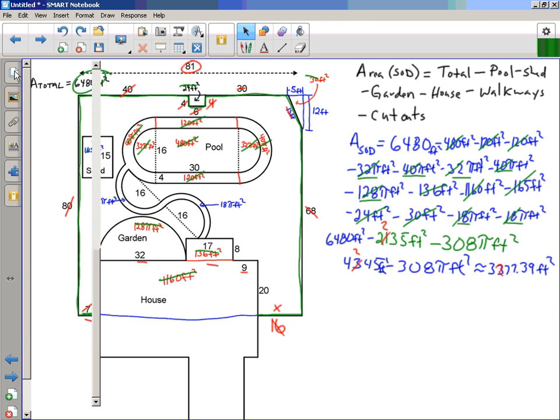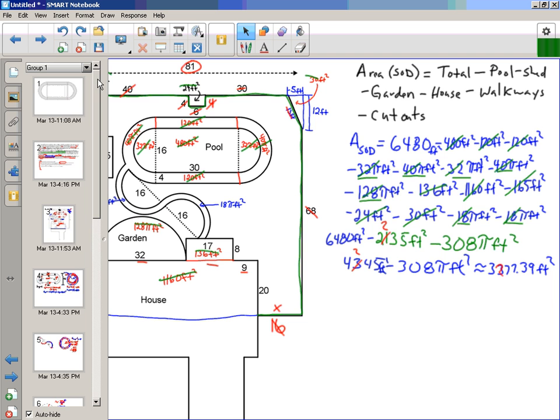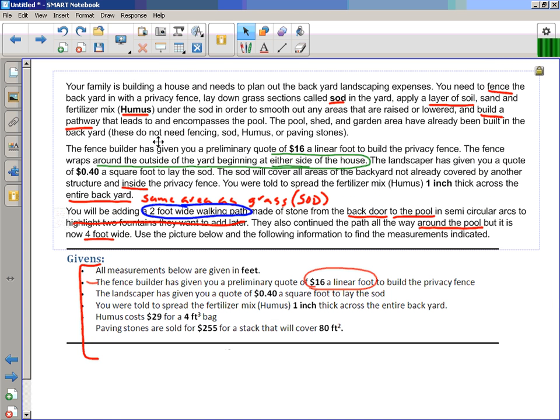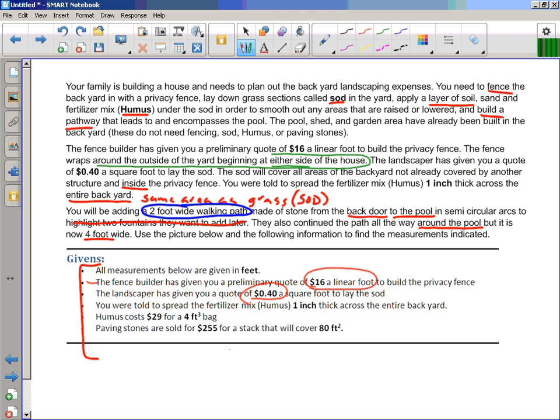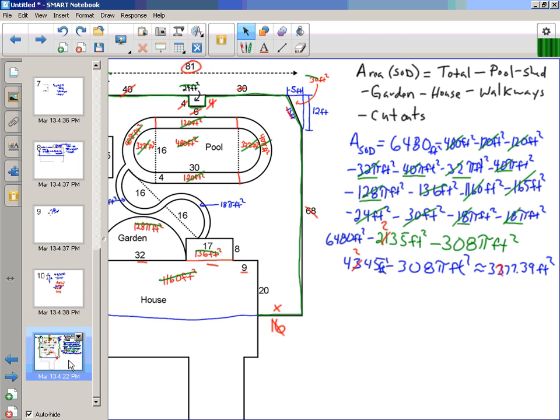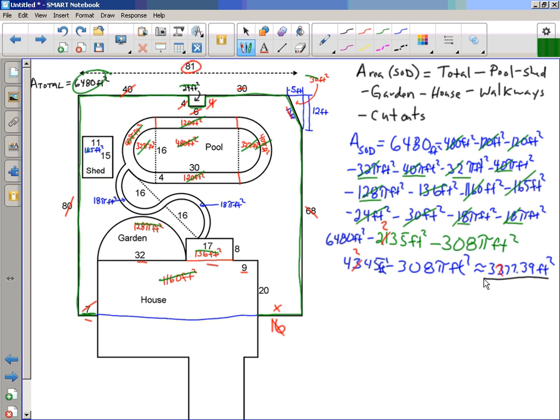Now we go back to our question. Our question said, how much is the sod going to cost us? And it says the landscaper's giving you a price of 40 cents a square foot to lay the sod. So we go back to our problem. We say, look, the sod has 3,277.39 square feet, and we're going to do 40 cents a square foot. The calculator has a perfect version of that in the calculator.